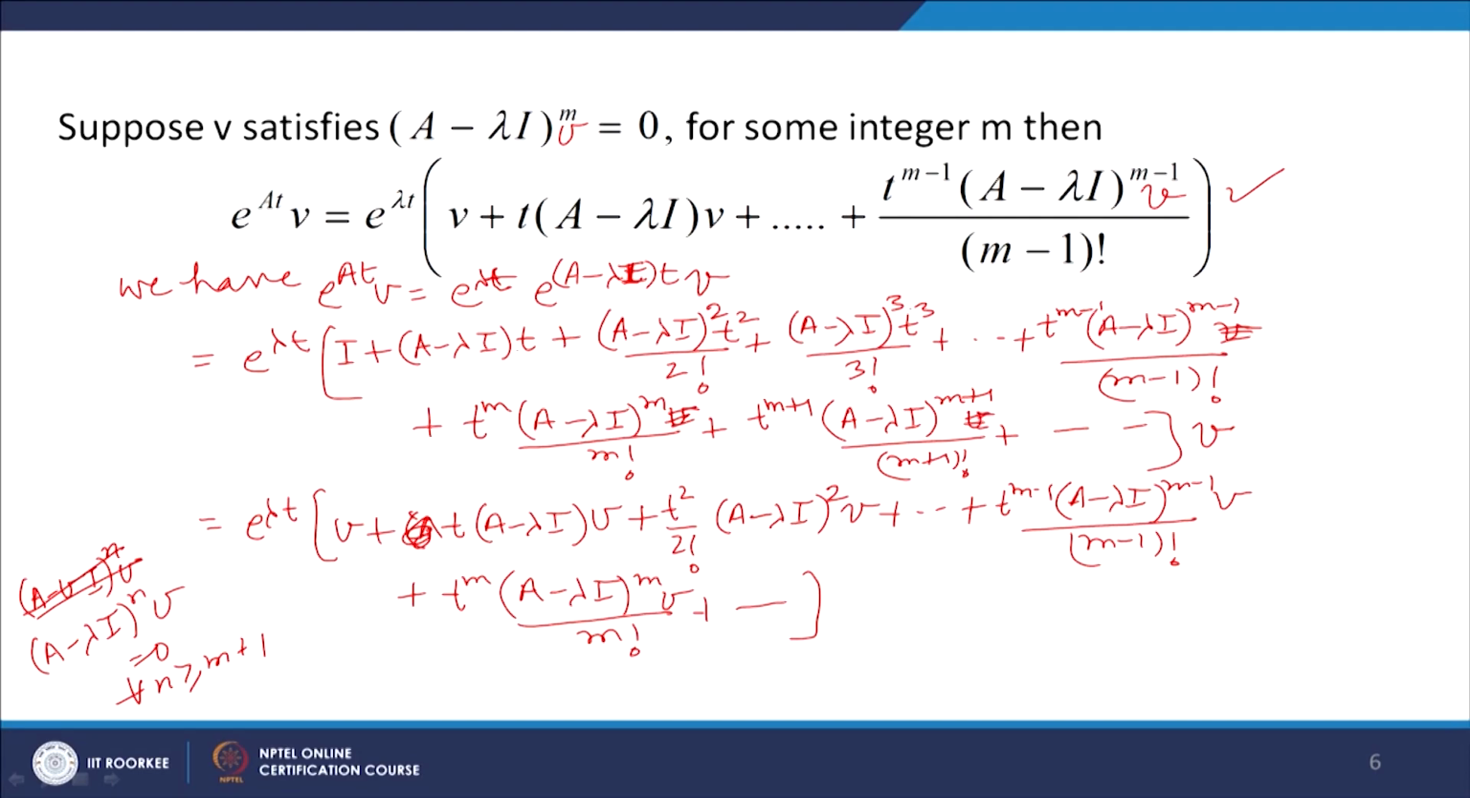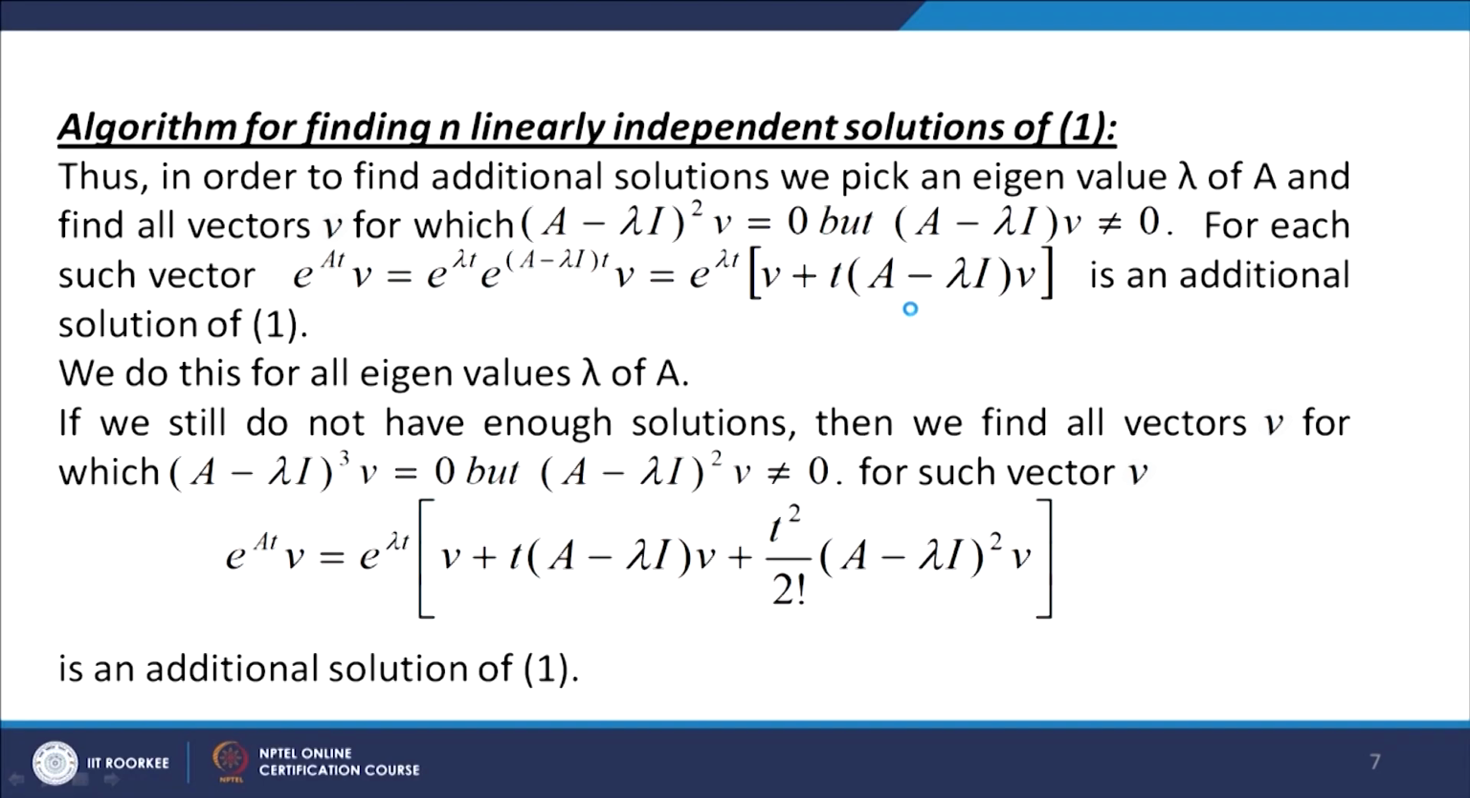So, there will be only m terms inside the bracket. Now, let us see how we can find n linearly independent solutions of the vector differential equation x dot equal to A x. In order to find additional solutions, suppose we have k linearly independent solutions. In order to find n minus k solutions, we pick an eigenvalue lambda of A and find all vectors b for which (A minus lambda I) whole square b equal to 0, but (A minus lambda I) b is not equal to 0.